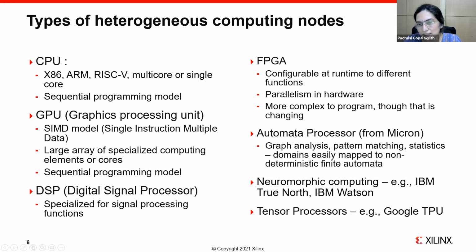So then we have FPGAs. FPGAs are configurable at runtime to different functions, as we saw in the last class. And here, the advantage that you get with an FPGA is that you can achieve parallelism in hardware. And the nature of the parallelism that you can achieve is basically different. So maybe you could program an FPGA to do 10 very small parallel compute elements, or you could program it to do 2 larger compute elements, right? And this is very much in the control of the user.